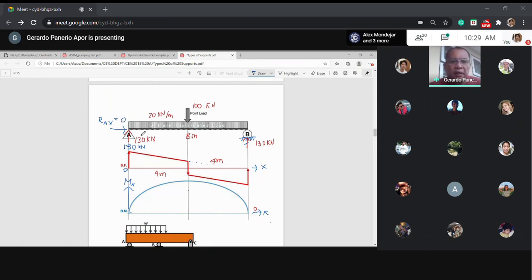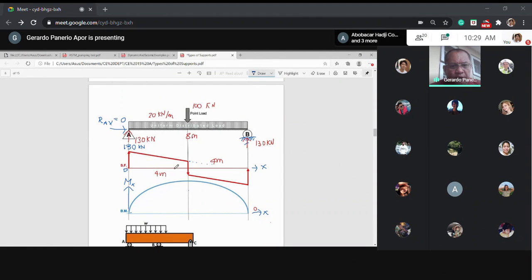Now, between A to the midspan, walay laing load kundi ang uniformly distributed load lang na 20 kilonewton per meter. So from A to the midspan, the load that is acting on the beam is 20 kilonewton per meter. Uniformly distributed load. So per meter, it goes down 20. Another meter, another 20, another meter, another 20, another meter, 20.